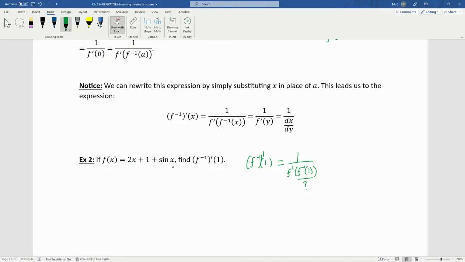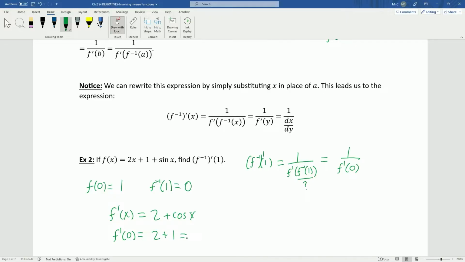Oh, well, when I look at this, if I plug in 0, I get 0 plus 1 plus 0. So f of 0 equals 1. So f inverse of 1 equals 0. Okay, so that's good. So now, really what I'm asking for is 1 over f prime of 0. Okay, well, what's f prime? Well, f prime of x is just 2 plus 0 plus cosine of x. So 2 plus cosine of x. And so f prime of 0 is just 2 plus cosine of 0, and cosine of 0 is 1, so this is 3. So altogether, this derivative for the inverse function is 1/3.